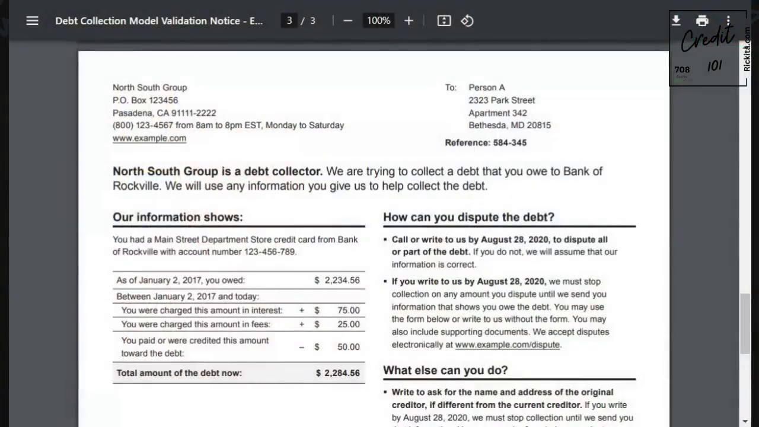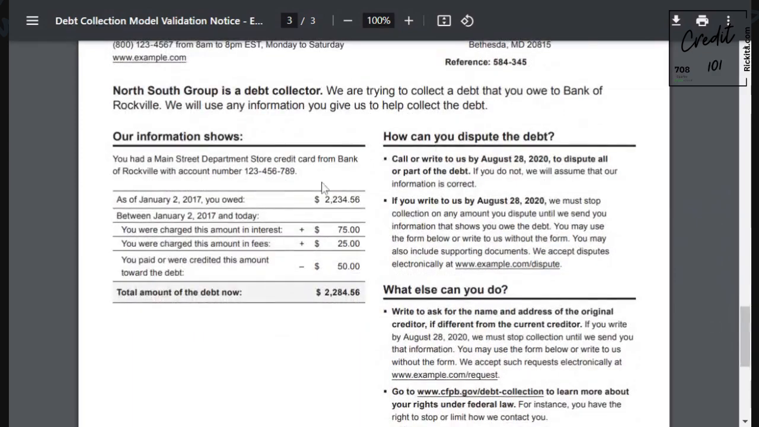Let's actually check out this debt validation notice. This is just an example of what you will actually get. This will be the information for the company. You'll see their website, their name, their address, their phone number. You'll see their hours, and then who they're sending it to, which will be you. Okay, and then you'll also see the name of the company is a debt collector. So they're trying to collect the debt that you owe to whoever the company may be. Okay. And then you will see this is the amount that you owe.